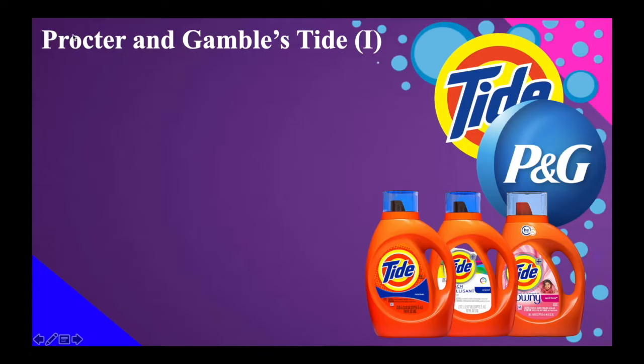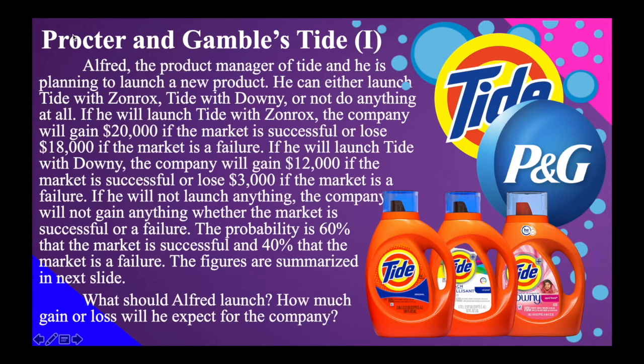So for our problem, we will be going to have here the Procter & Gamble's Tide. I hope you are all familiar with Tide, guys. Napaka gandang produkto. Sabi nga sa commercial, Tide is Tide. Okay, so we have here Alfred. He is the product manager of Tide, and he is planning to launch a new product. He can either launch Tide with Sunrocks, Tide with Downy, or not do anything at all.